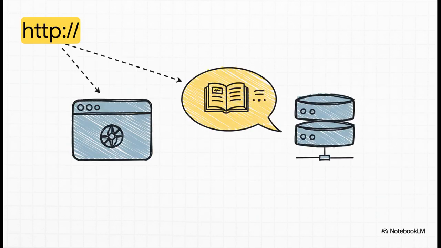So, the first part, HTTP, stands for Hypertext Transfer Protocol. The easiest way to think of a protocol is as the language the computers agree to speak. This part tells the browser how it should ask for information from the server. It's setting the rules for the whole conversation.